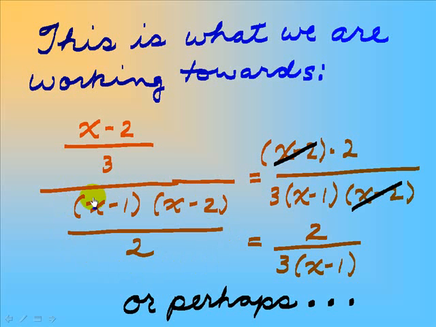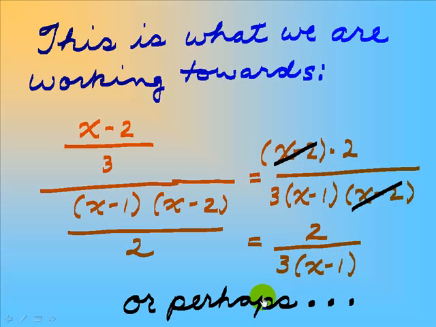So my outer parts are x minus 2 and 2. X minus 2 times 2 in the numerator. And my inner parts are the 3 and the quantity x minus 1, x minus 2. That goes in the denominator. And notice that I have an x minus 2 and an x minus 2 in the top and bottom, and they cancel, leaving me with just 2 over 3 times x minus 1.